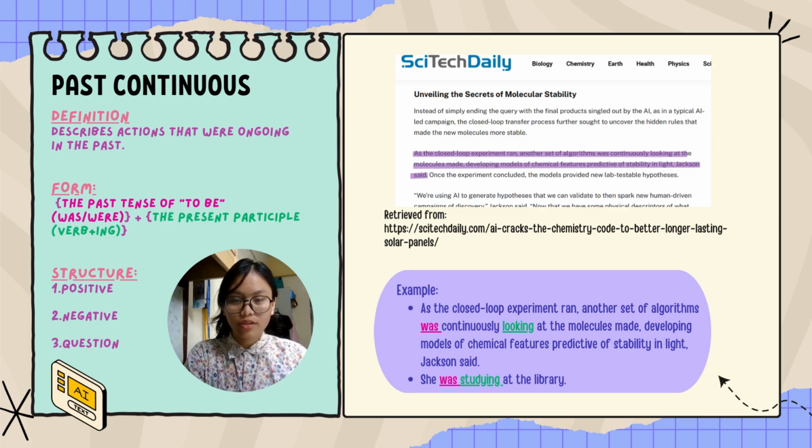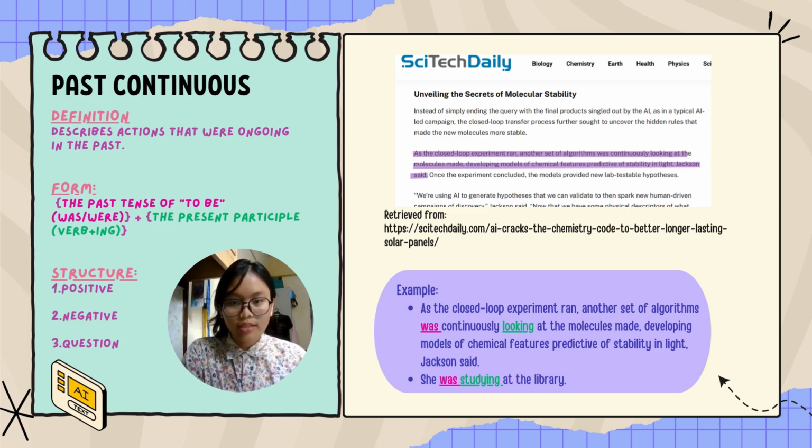Next is the past continuous. Past continuous is used to describe actions that were ongoing in the past. So for example, as the closed loop experiment ran, another set of algorithms was continuously looking at the molecules made, developing models of chemical features predictive of stability in light, Jackson said.